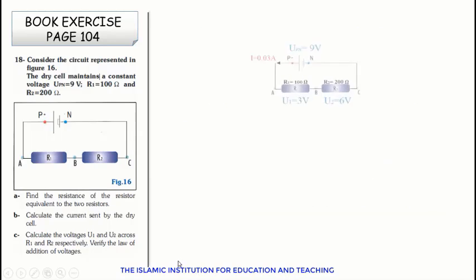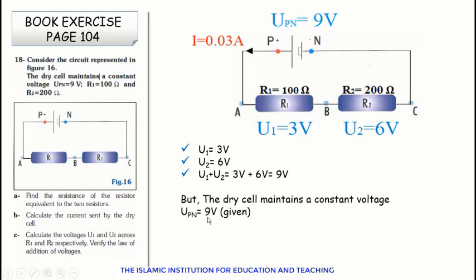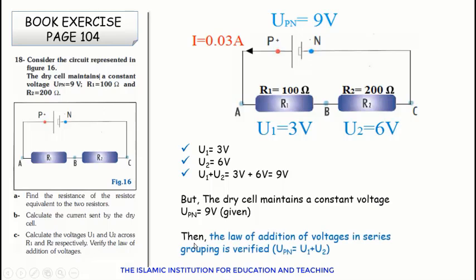Now, let's verify the law of addition of voltages. Here we have U1 across R1 equals 3 volts, U2 across R2 equals 6 volts, and UPN equals 9 volts. Let's compare them. If we add U1 plus U2, we will get 3 volts plus 6 volts equals 9 volts. And the dry cell maintains a constant voltage of 9 volts. This is given. Then the addition of U1 and U2 is equal to UPN, so the law of addition is verified.